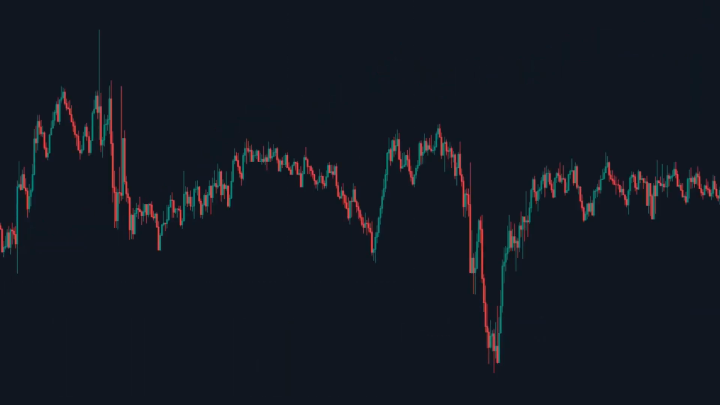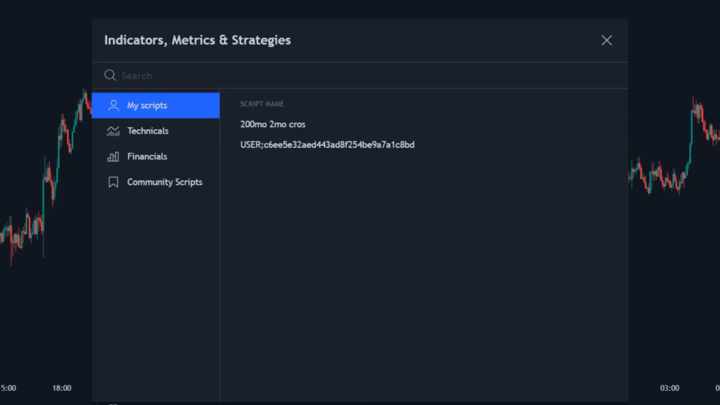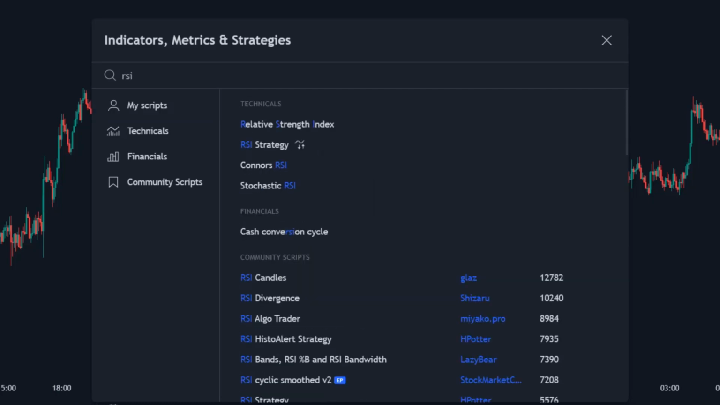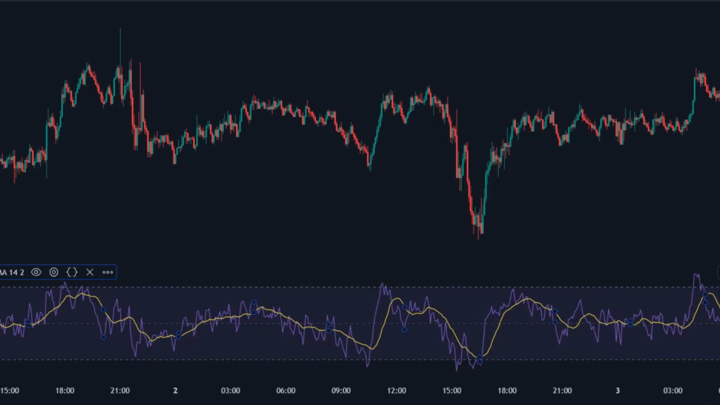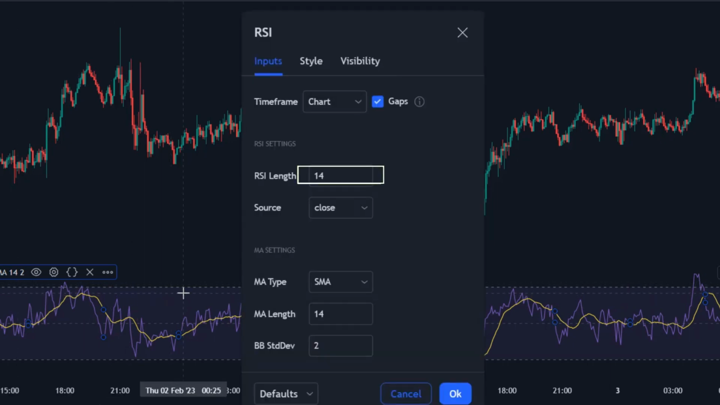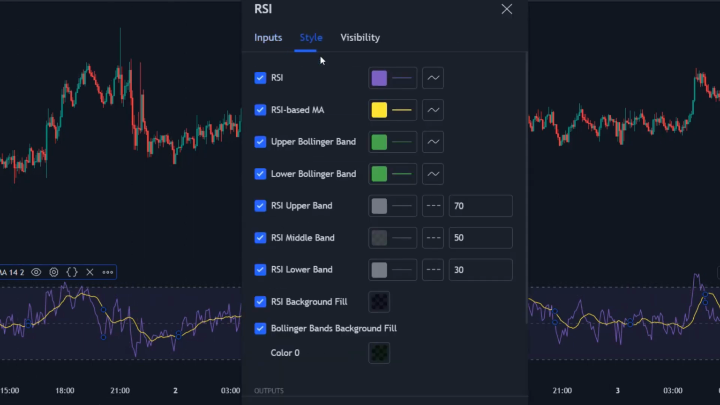So let's get started. The first thing you need is the actual RSI indicator. So go to the Indicators tab and search RSI. The default settings are really good, so we don't need to change them. But make sure the RSI length is set to 14. Also make sure the RSI upper band is set to 70 and the RSI lower band is set to 30. And for simplicity, you want to take RSI-based moving average off.